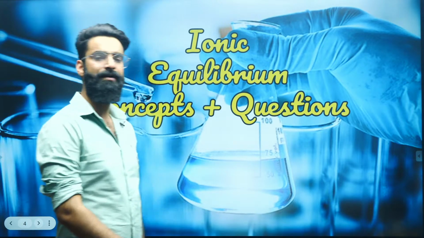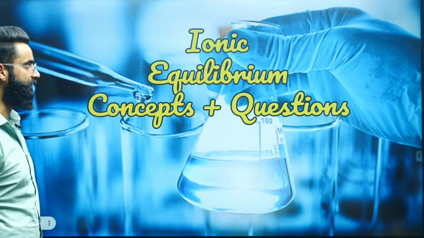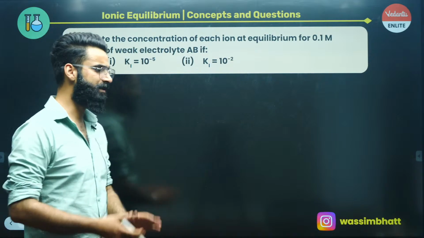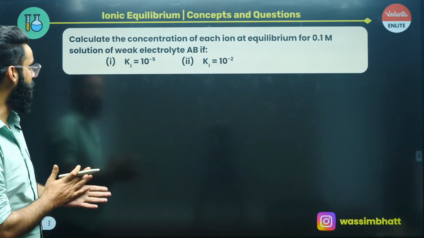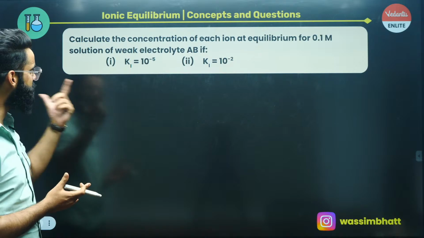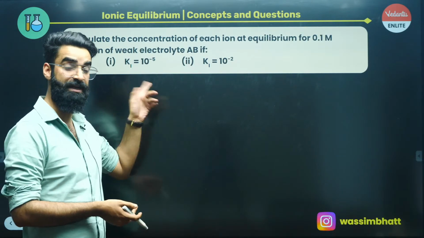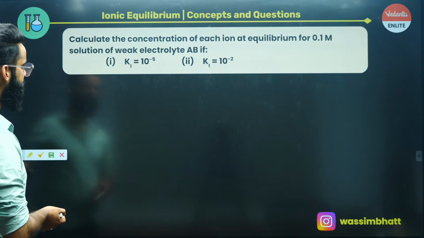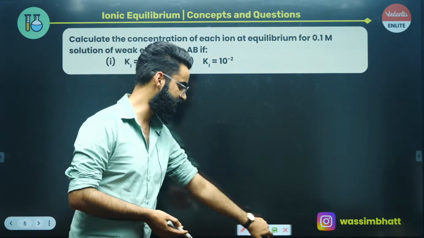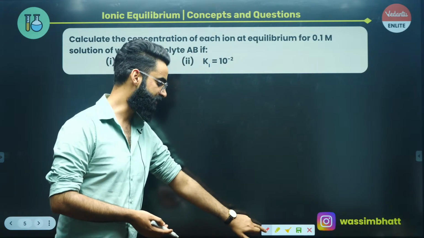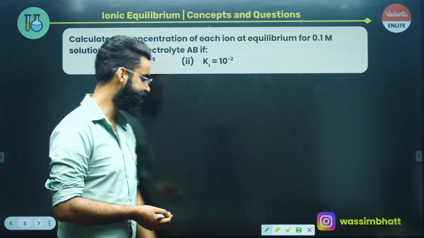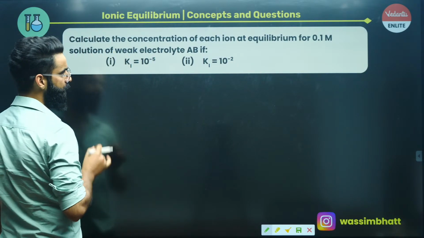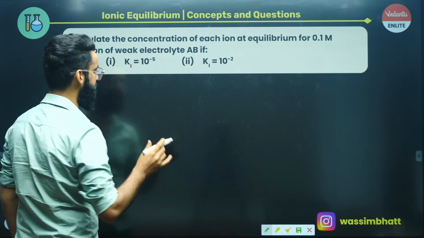Perfect guys, so let's get going. Let's get started with tonight's session from the chapter Ionic Equilibrium with the first concept, which is on the screen. Let's try to solve the question and get the concept involved in it. Understand and remember the procedure I'll be following to solve these sorts of questions. Calculate the concentration of each ion at equilibrium for a 0.1 molar solution of a weak electrolyte AB.